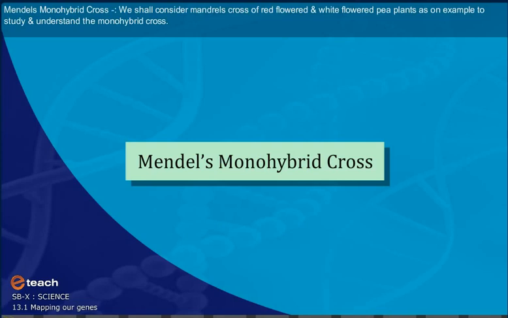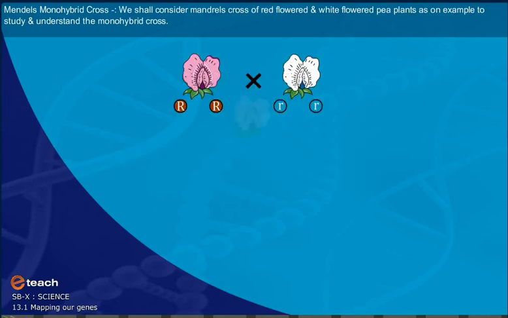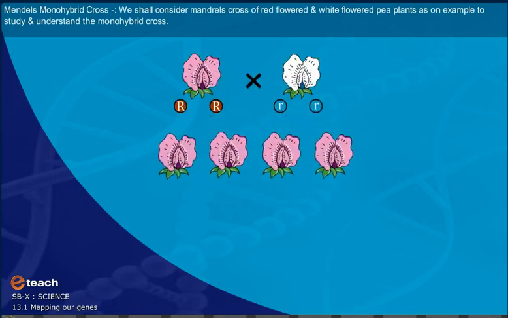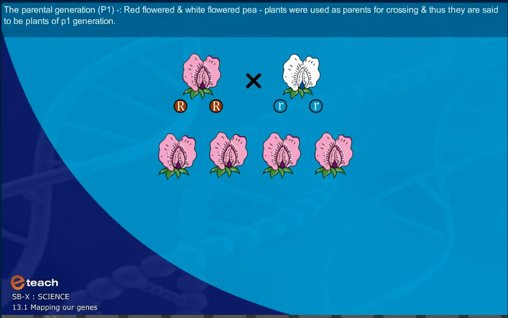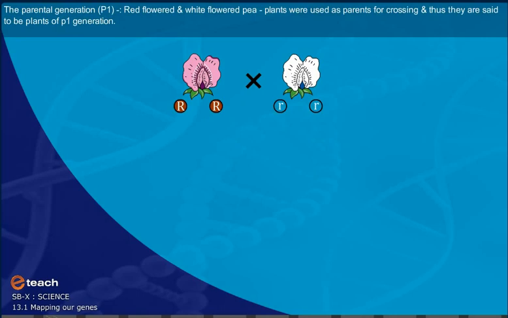Mendel's monohybrid cross. We shall consider Mendel's cross of red-flowered and white-flowered pea plants as an example to study and understand the monohybrid cross. The parental generation, P1. Red-flowered and white-flowered pea plants were used as parents for crossing, and thus they are said to be plants of the P1 generation.